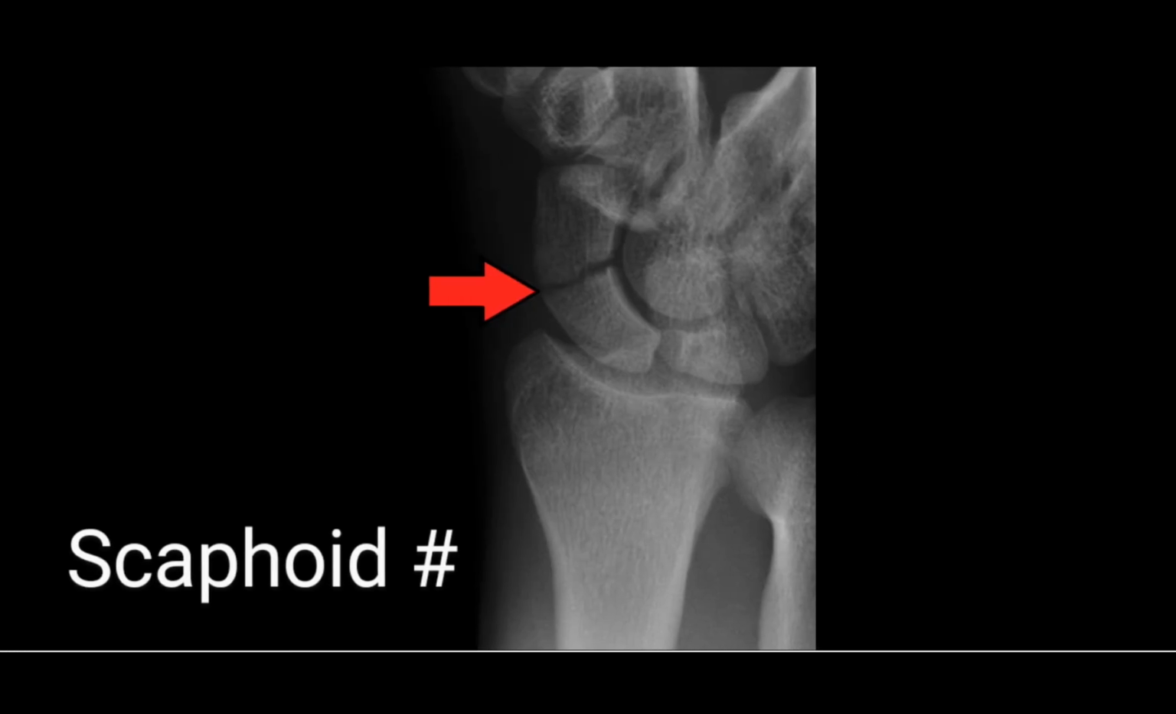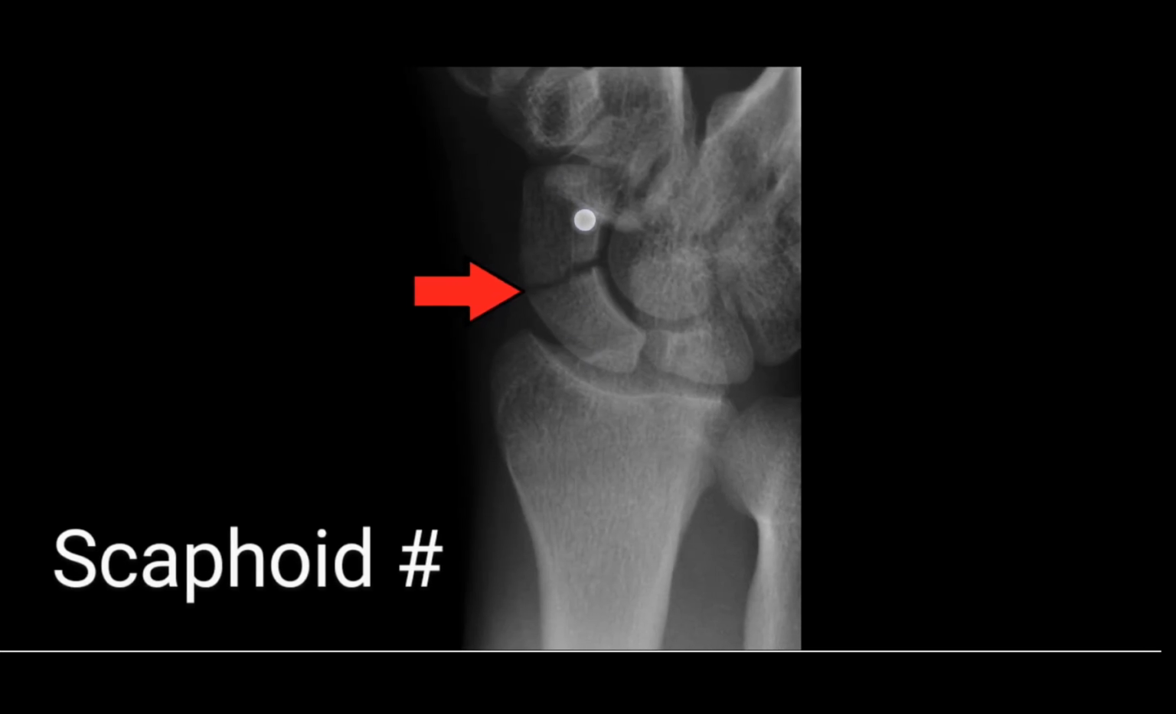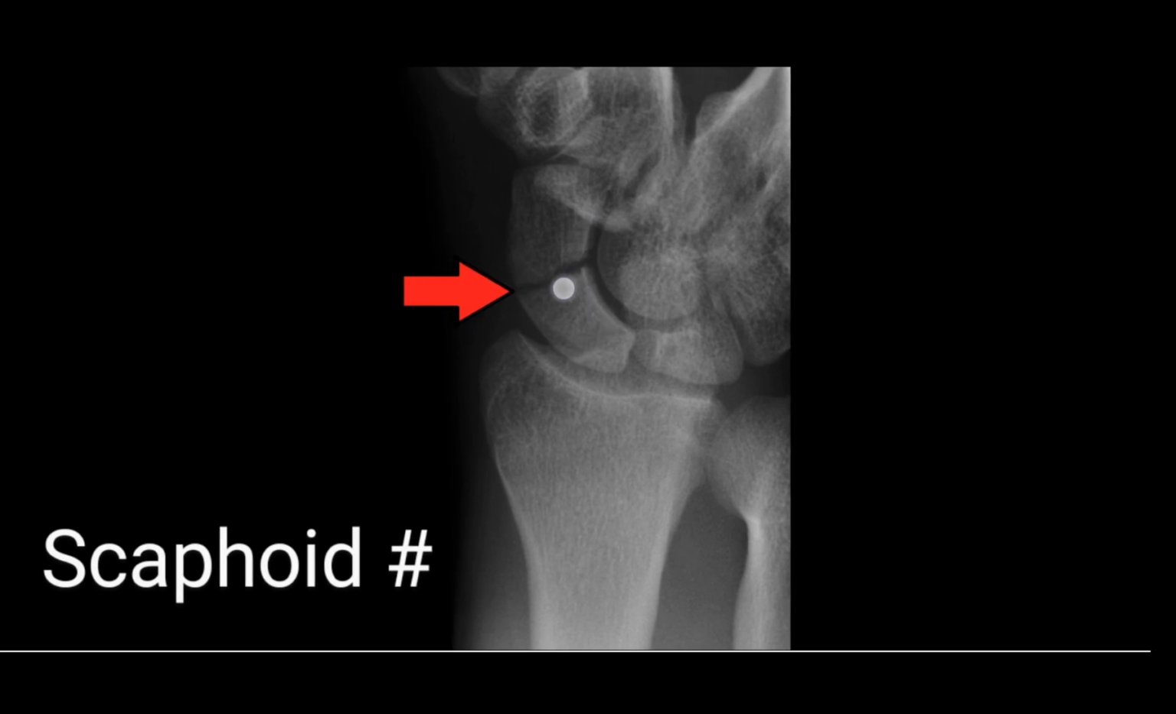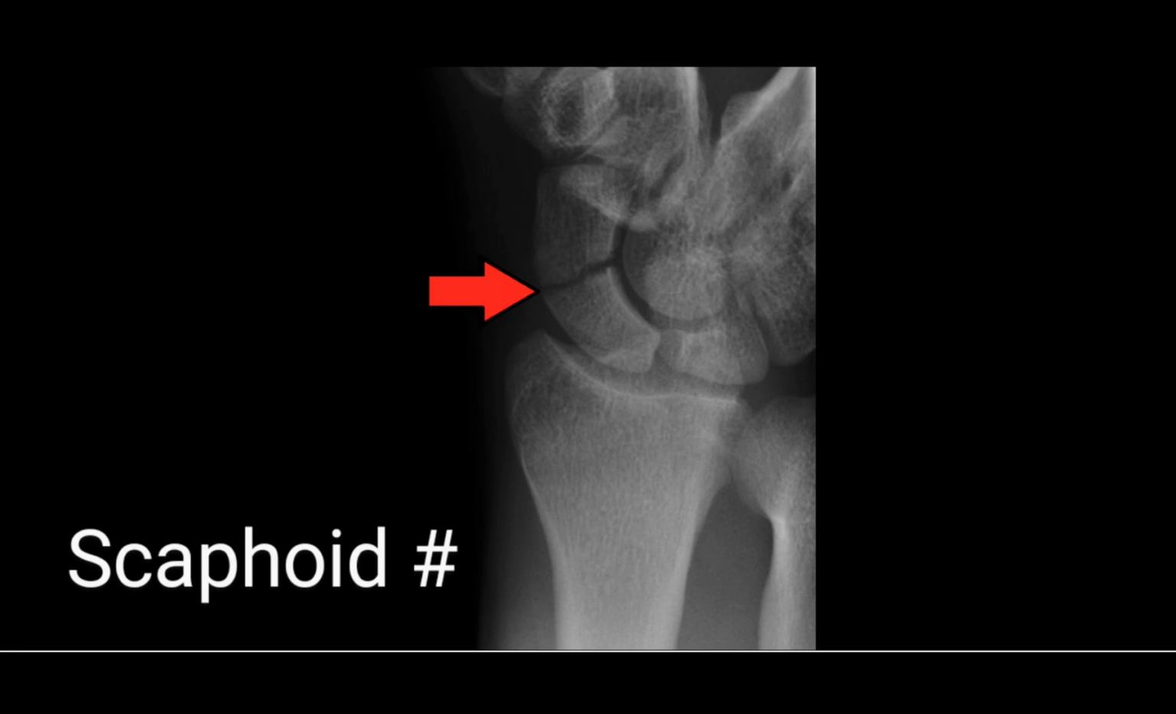Then next we have the image of scaphoid fracture. Scaphoid fracture, it is a boat-shaped bone and it will be fractured. The important thing which we need to remember in relation to scaphoid fracture is that it is having retrograde blood supply. So more proximal the fracture is, the more chances of avascular necrosis are there.